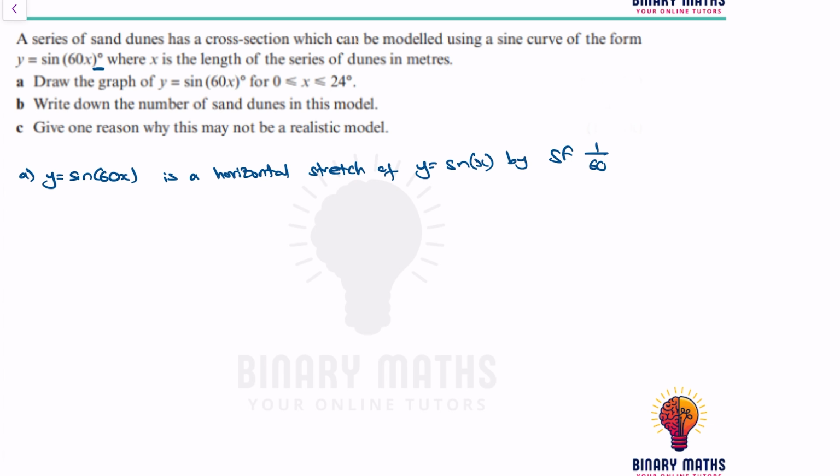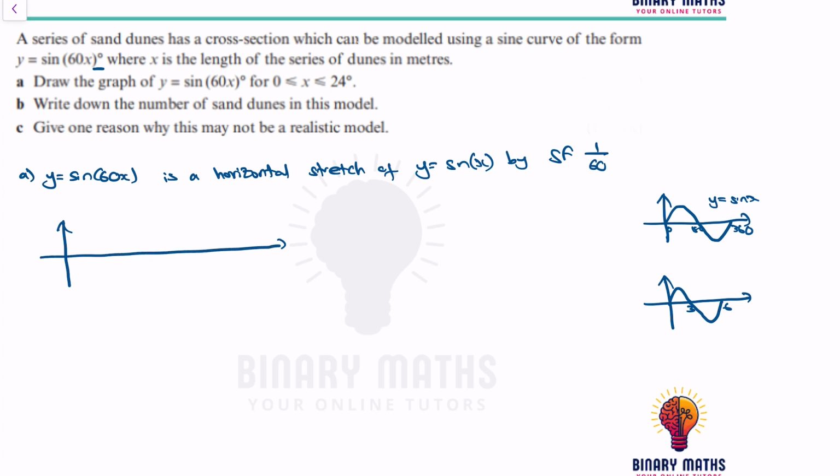That means when I draw the normal sine x graph, you know it goes like this. So this is y equals sine x. It goes from 0, this is 180, and this is 360. All the x-intercepts now will divide by 60. So 180 divided by 60 means it's going to go to 3, and then 360 divided by 60 is 6. And then it's going to repeat itself. So that means the graph will look like this.